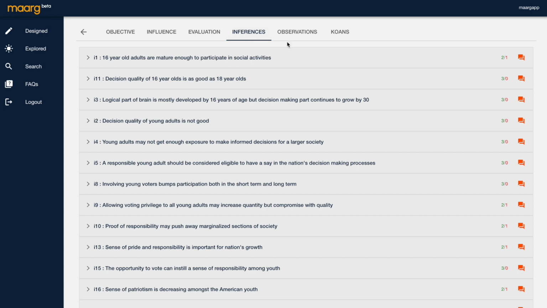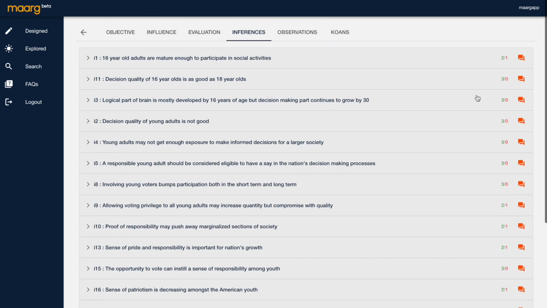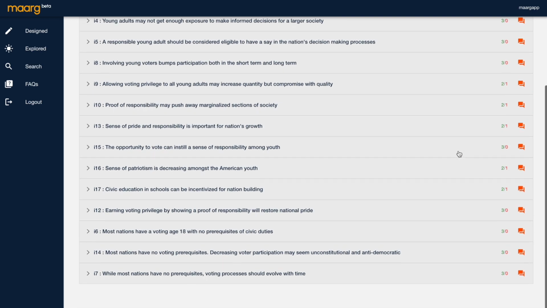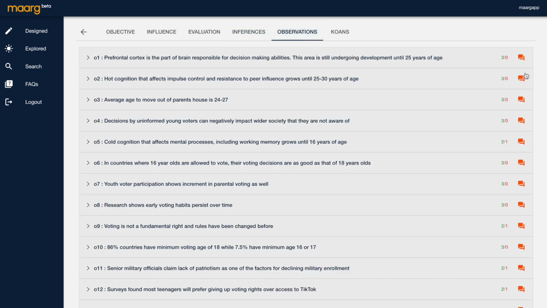But now with the inferences, we can get a good idea of how many readers agree or how many disagree with a certain inference. So it looks like two readers agree with this inference and one disagrees. And you can see these numbers throughout. Similarly, on the observation side, we have a similar count.